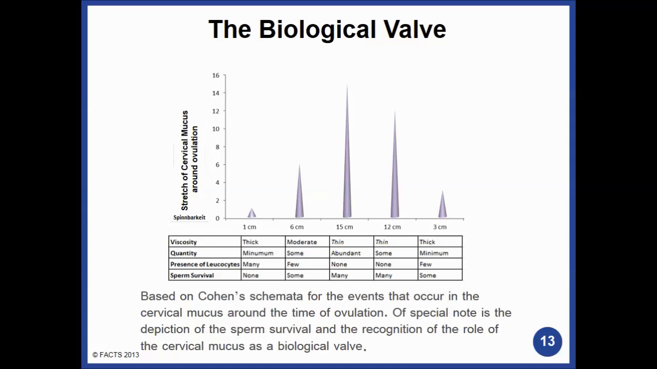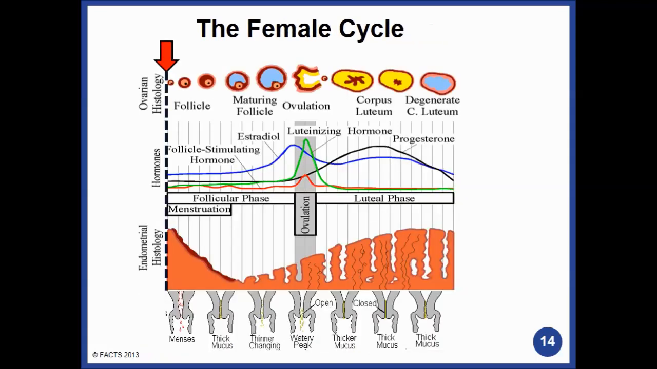And when it's present in the most amount, when it's thinnest, when the leukocytes, the white blood cells, are low, the sperm survival is high. Okay, are you with me so far? This is like the most science I think you'll probably get, basic science, at this conference. This is a really important slide.